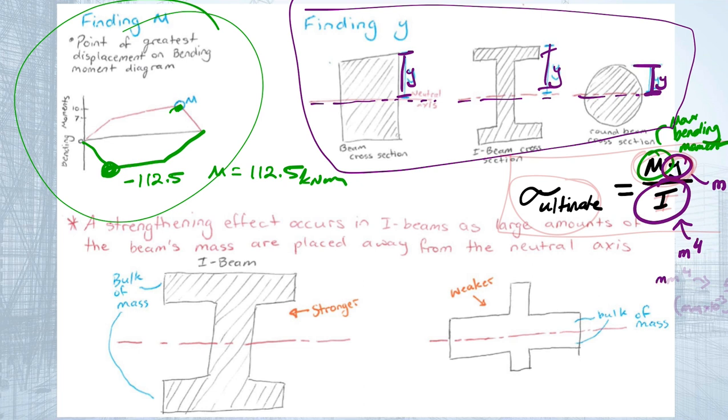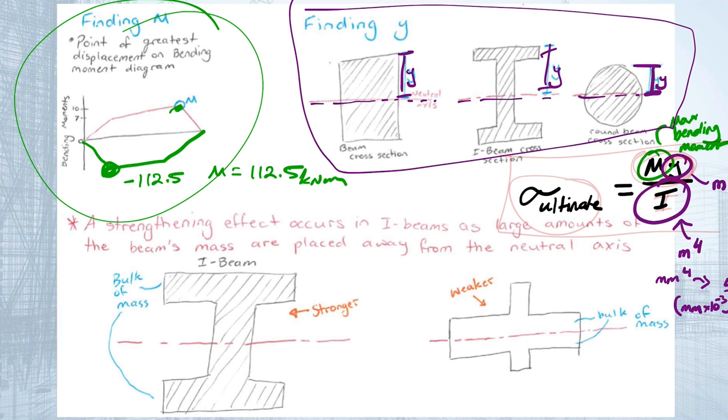Often they'll give it to you in millimeters to the fourth. So it's important to convert that into meters. In order to do that, millimeters to meters is times 10 to the negative 3, and that whole thing to the power of 4. We will give you the right units for these calculations.